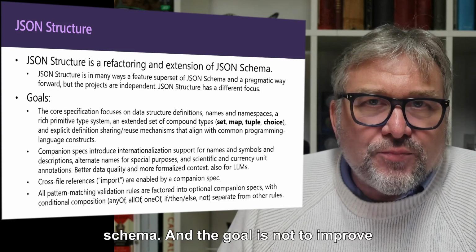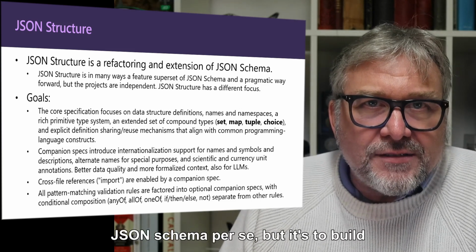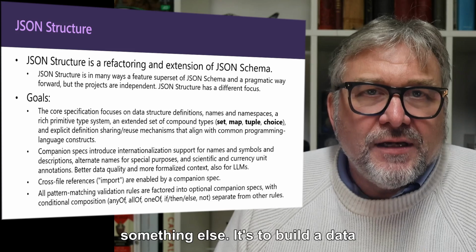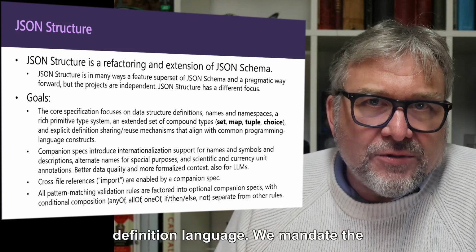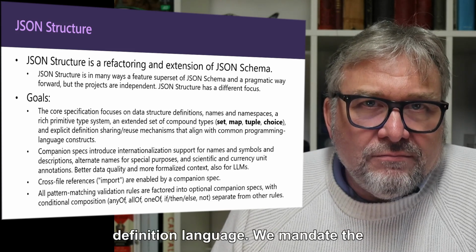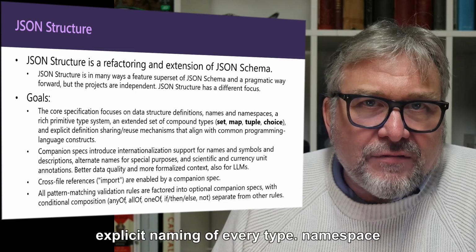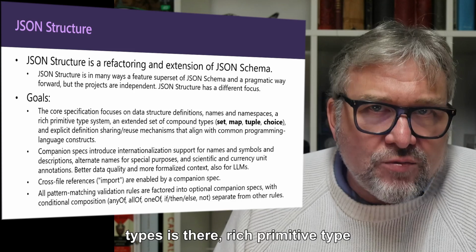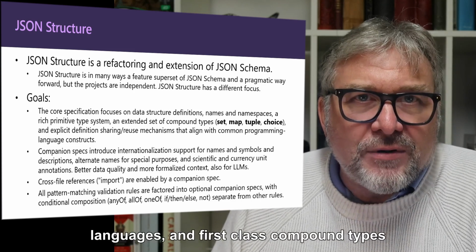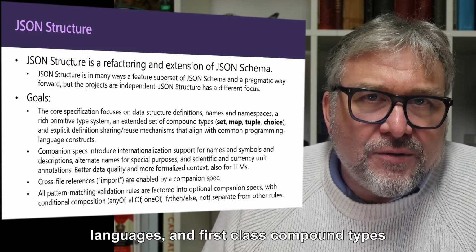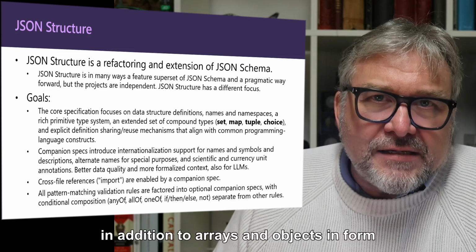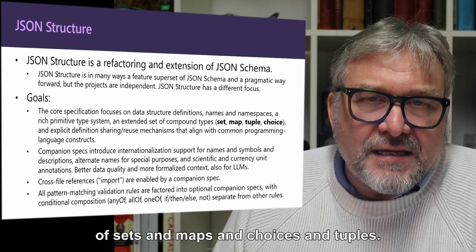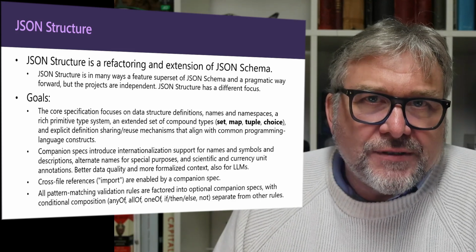And the goal is not to improve JSON schema per se, but to build something else. It's to build a data definition language. We mandate the explicit naming of every type. Namespace support is there. Controlled reuse of types is there. A rich primitive type system that maps into programming languages, and first-class compound types in addition to arrays and objects, in the form of sets and maps and choices and tuples.